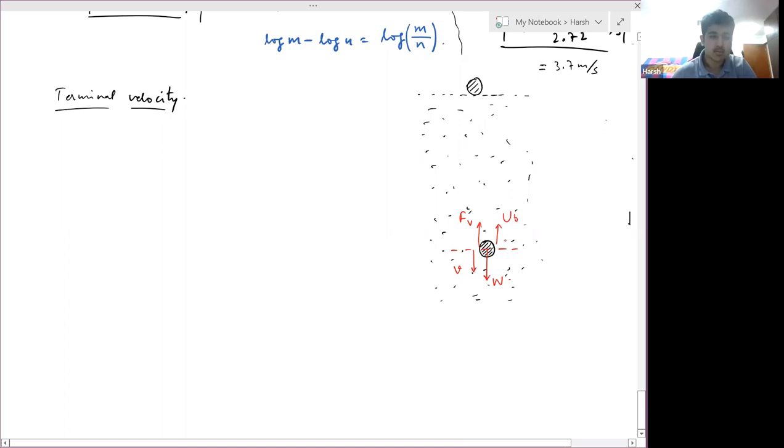Yes, sir. So if the sum of all forces acting on this particular object at this instant becomes zero, the acceleration of the object becomes zero, and hence the velocity of the object becomes constant. This constant velocity with which the body will ascend or descend in this particular viscous medium is called terminal velocity. Is it clear? Yes, sir.